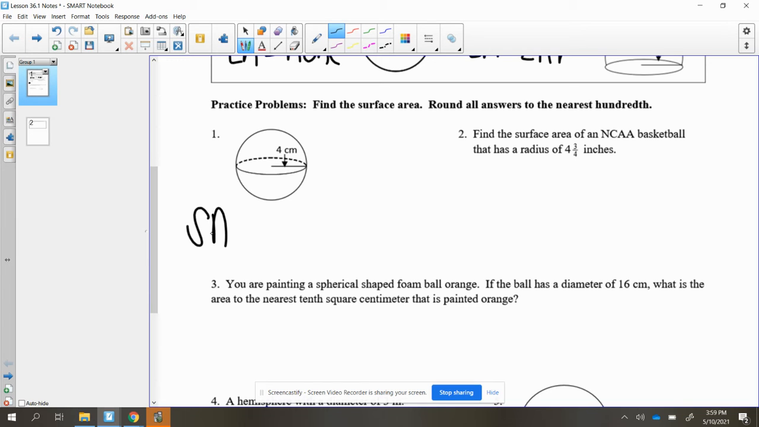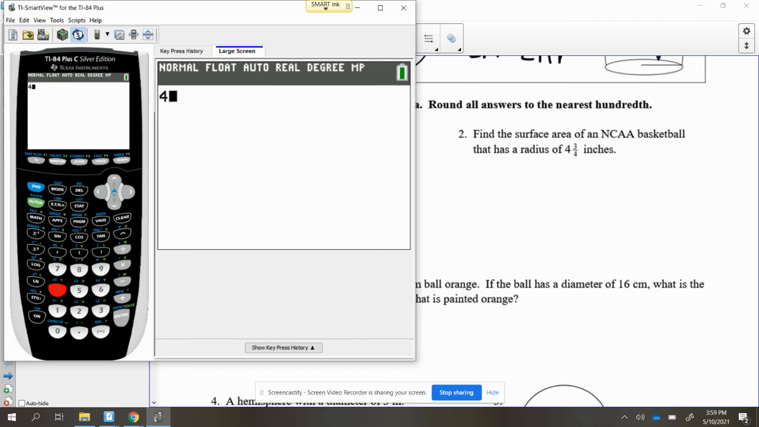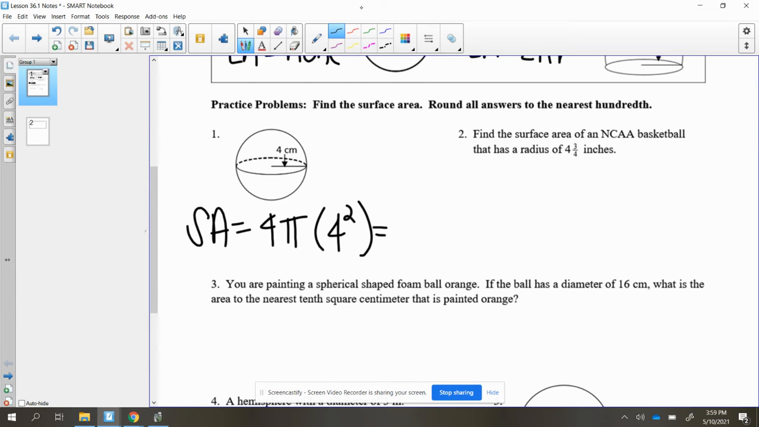If you are looking for the surface area of a sphere, again, it is 4 times pi times your radius squared. Reminder to make sure that you use the pi button in your calculator. So 4 times pi times our radius of 4 squared, we get a total of about 201.06. So 201.1 centimeters squared on that.